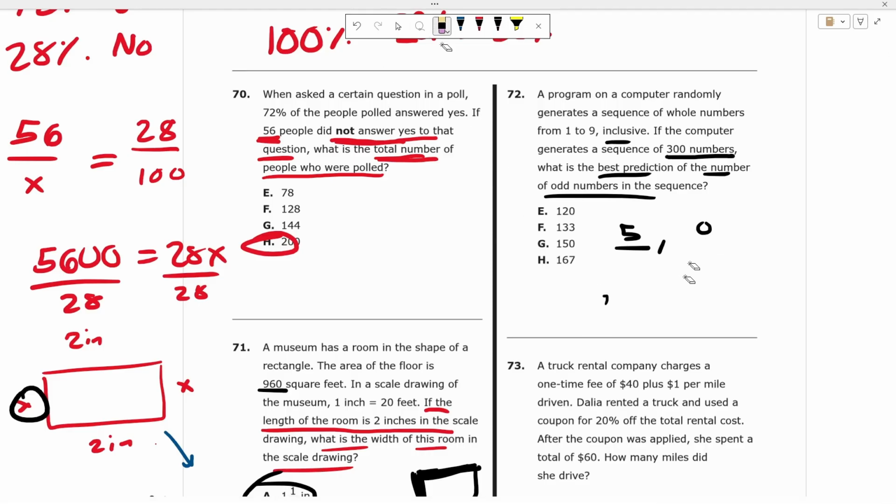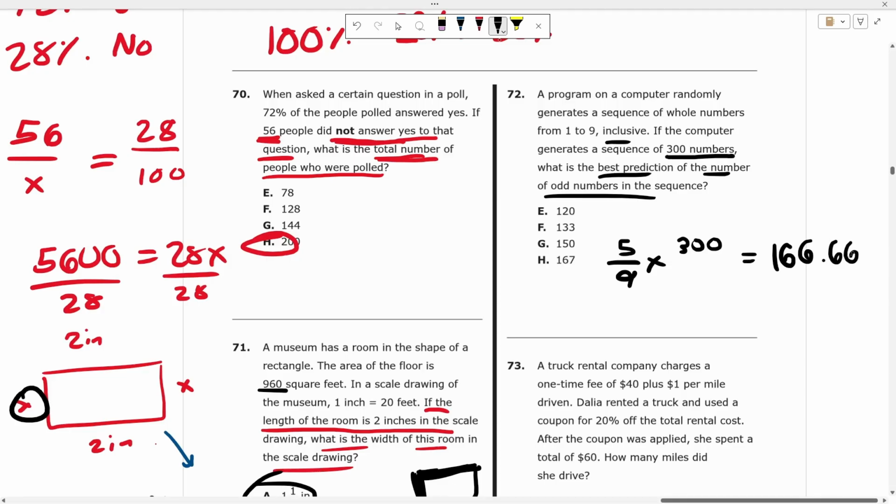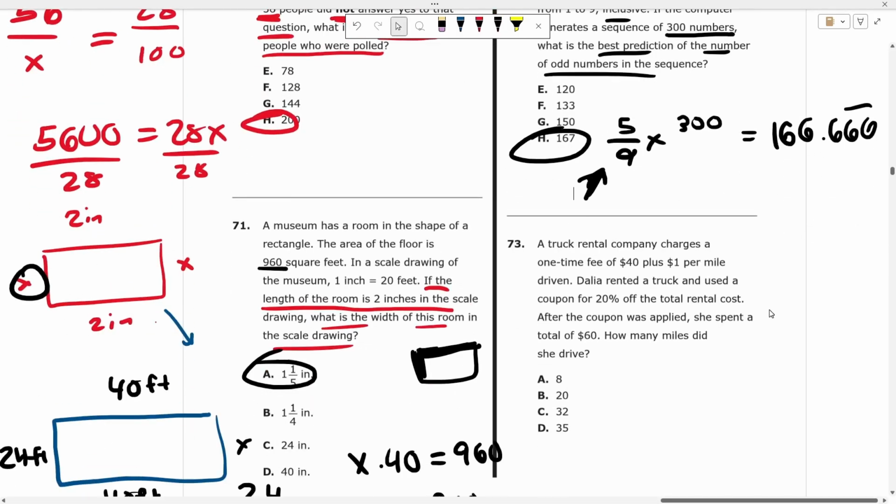Now they're asking you for about 300 numbers. So we do the exact same thing. We do 5/9, which is going to be my proportion, times 300. Okay? This proportion applied to 300 numbers is going to give you the total amount of odd numbers. So in this case, it's going to be about 166.666 repeating, which we can just round up to choice H. Okay, so again, we find the proportion, the number of odd numbers per iteration, and we just multiply that by 300, and that's the best estimate we get.